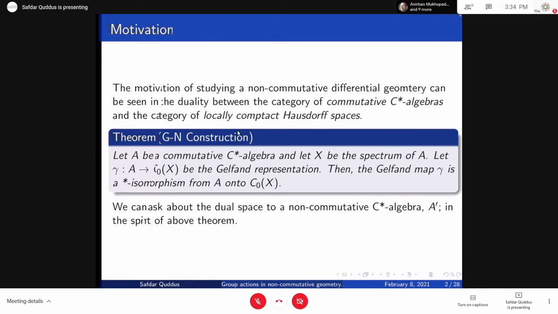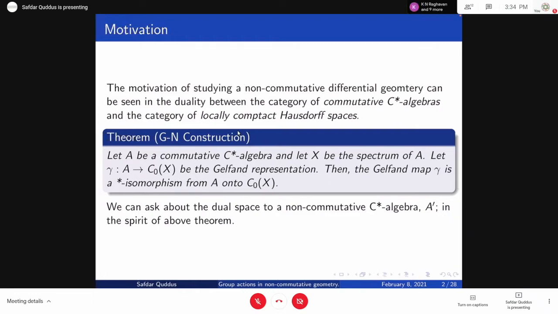The motivation is basically based on the Gelfand-Naimark construction, which says that any commutative C-star algebra is basically represented by a locally compact Hausdorff space. Given a commutative C-star algebra, we look at the set of spectrum, and there is a topology. On the other hand, given a topological space, we look at the continuous functions.